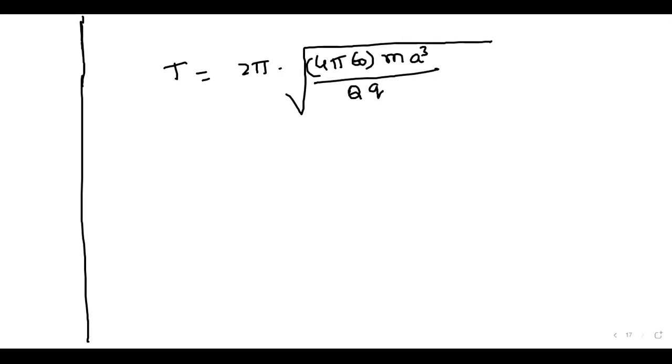Like this, we are having the numericals on Coulomb's law. Once you practice, if anyone wants any worksheet, please contact me on my WhatsApp number. If you have any queries also, you can send your doubts to me.